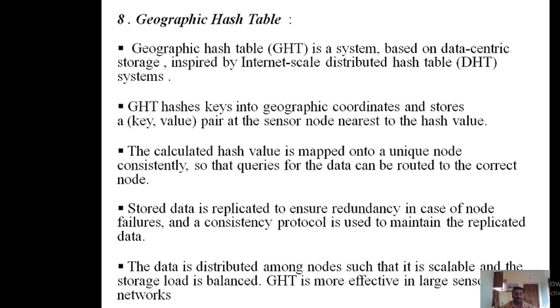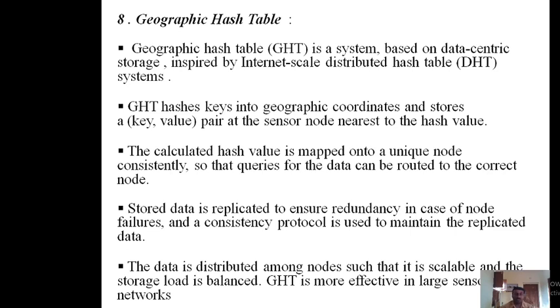Then it calculates the hash value, which is mapped to a unique node for consistency, so that queries for the data can be routed to the correct node. So when calculating the hash value, it must map to the unique node for consistency. Do not make any confusion. So maintain the redundancy. It provides a map to the unique node. Then we can route the data correctly to the nodes and store the data in replicas to ensure redundancy in case of node failures.